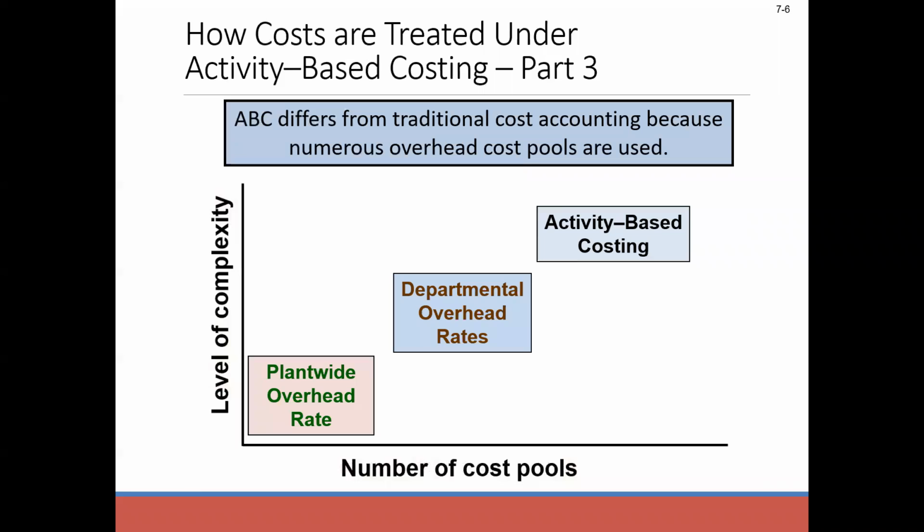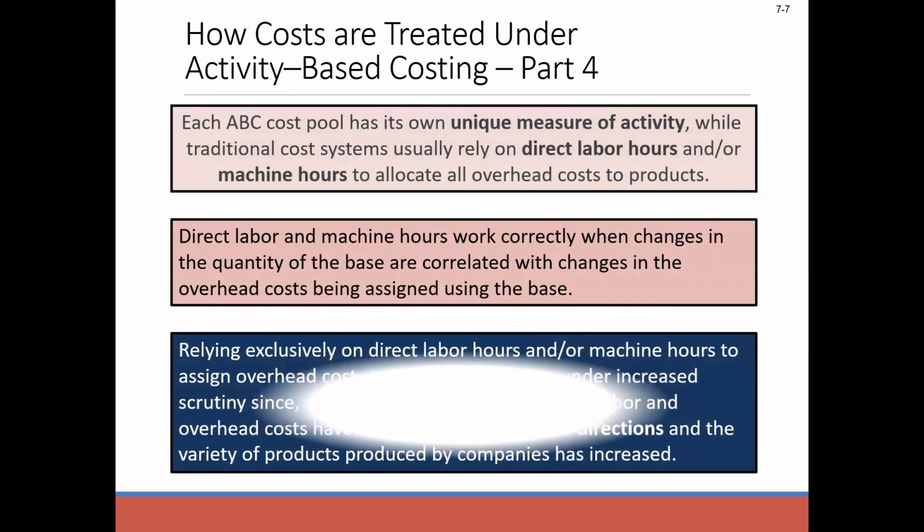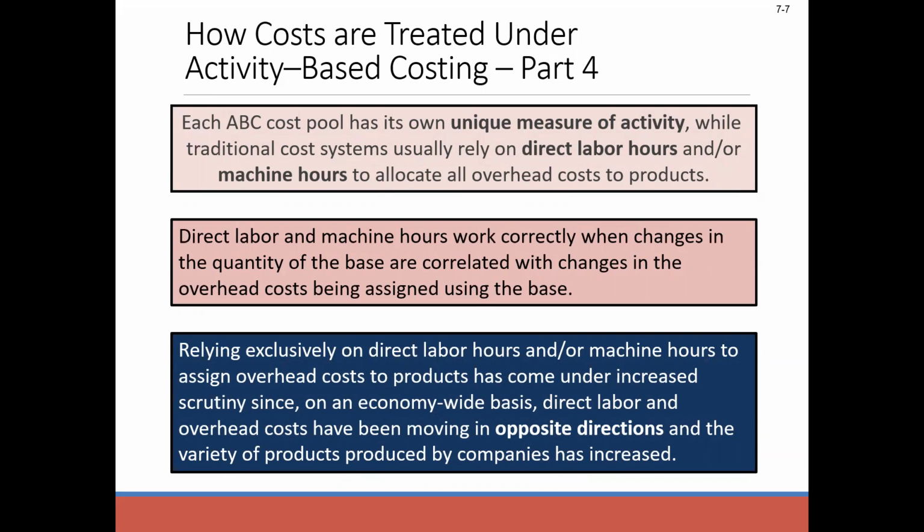ABC differs from traditional cost accounting because numerous overhead cost pools are used. So you can have plant-wide overhead rates, you can have departmental overhead rates, and you can have activity-based costing. Each of these activity-based costing pools has its own unique measure of activity, but traditional cost systems usually rely on direct labor hours or direct machine hours, whichever drives the cost, to allocate all overhead costs to product costs. Direct labor and machine hours work correctly when changes in the quantity of the base are correlated with changes in the overhead costs being assigned using the base.